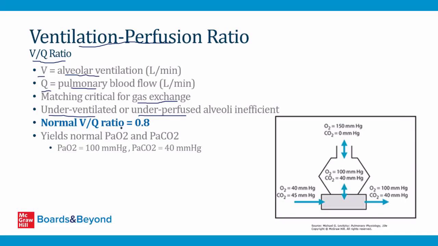And the normal VQ ratio for the lungs as a whole is a little bit less than 1, about 0.8. This is what yields the normal PaO2 and PaCO2 we expect to see on a blood gas from a healthy patient. That's a PaO2 of about 100 and a PaCO2 of about 40. And this is all shown in this little cartoon here on the slide. If you have a normal VQ ratio and matching of ventilation and perfusion, you get those normal results for oxygen and carbon dioxide content of arterial blood.